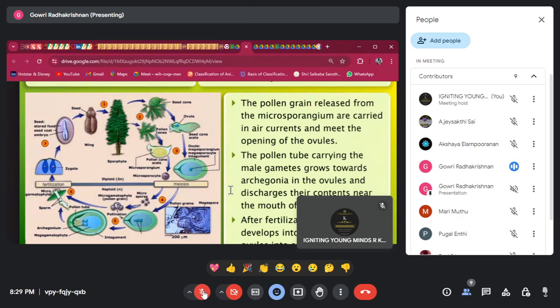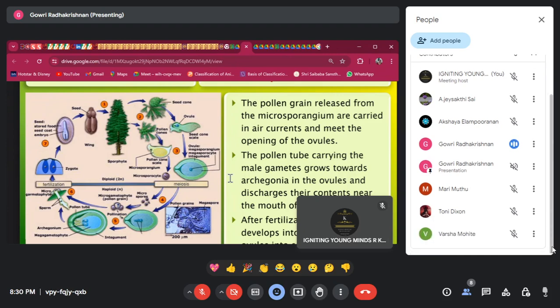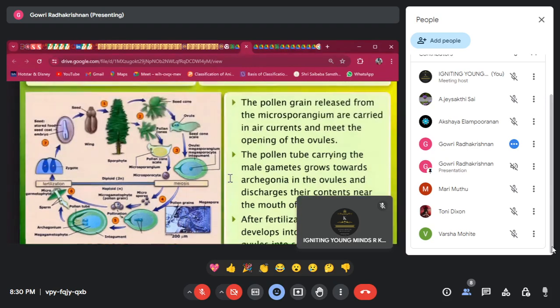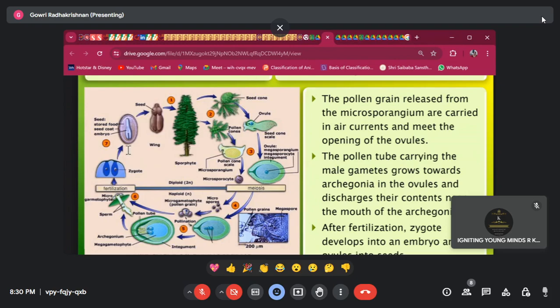Are carried in air currents and meet the opening of the ovule. Okay? And then the pollen tube carrying the male gametes grows towards the archegonia in the ovules and discharges its contents near the mouth of the archegonia. After fertilization, the zygote develops into an embryo and the ovules into seeds. So you can see this clearly. Here the cycle you can see yourself.